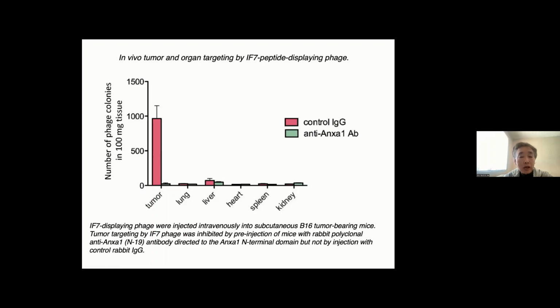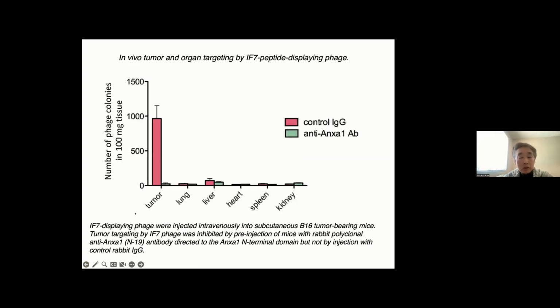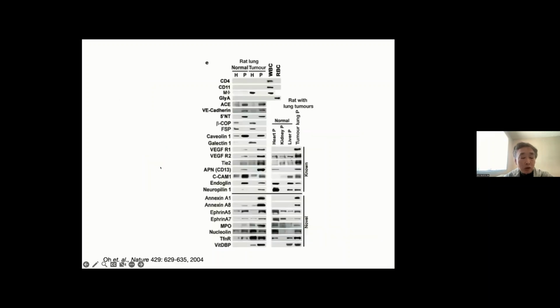Then IF7 peptide with control IgG was targeted to the tumor. However, with anti-annexin A1 antibody, injected IF7 peptide did not target to the tumor. And lung, liver, heart, spleen, and all representative organs were not targeted. So IF7 looks like a specific targeting molecule.